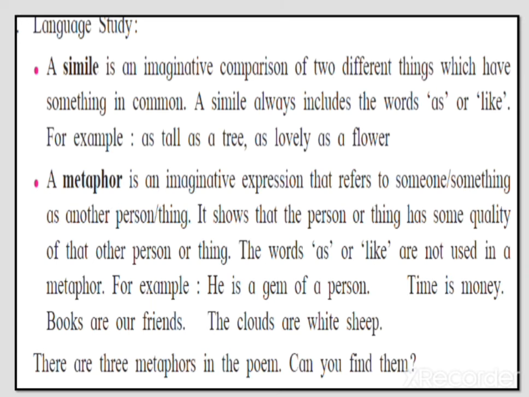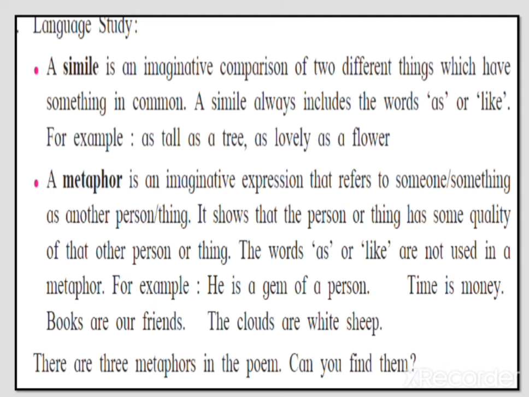A simile is an imaginative comparison of two different things which have something in common. A simile always includes the word as or like. For example, as tall as a tree, as lovely as a flower. Simile is used to compare two different things that have something in common. For that we use simile.